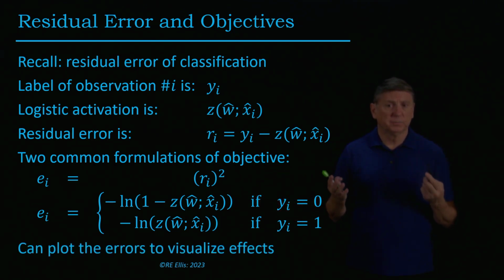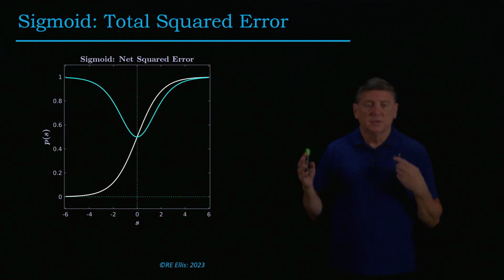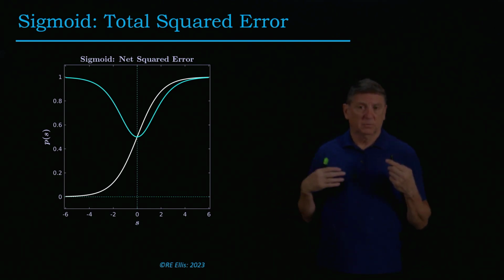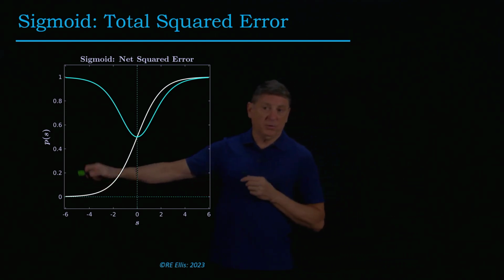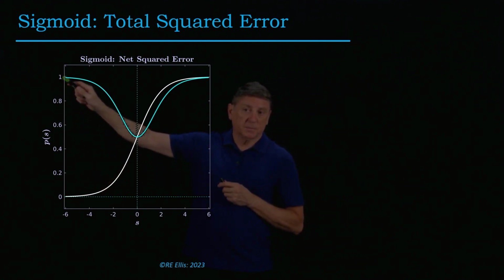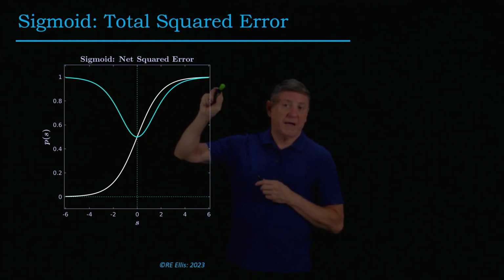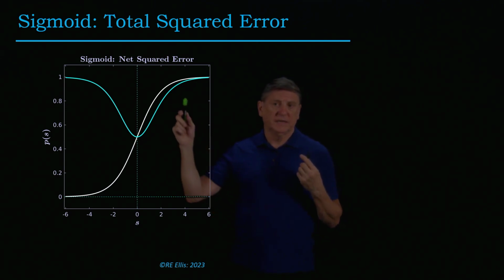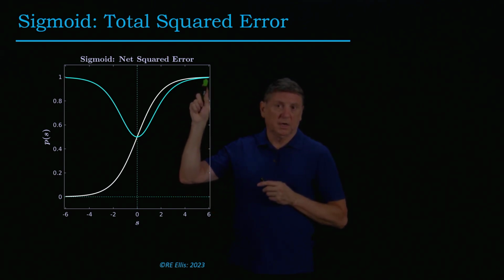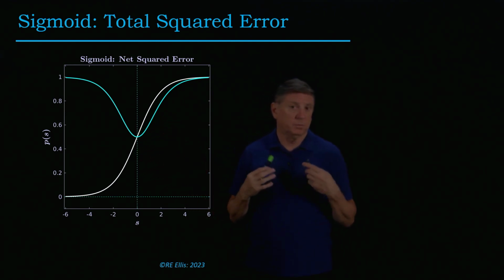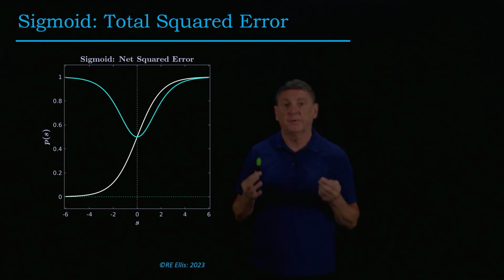And what we can do is plot the errors to visualize the effects. So suppose that we have a sigmoid, and we're going to try to measure the net error. The net error will go from a maximum of 1, and then it will drop down, and then it will return back. The important things to note are that this is locally monotone, and it has a single global minimum. And that will be important when we get into actually performing computations in nonlinear data analysis.